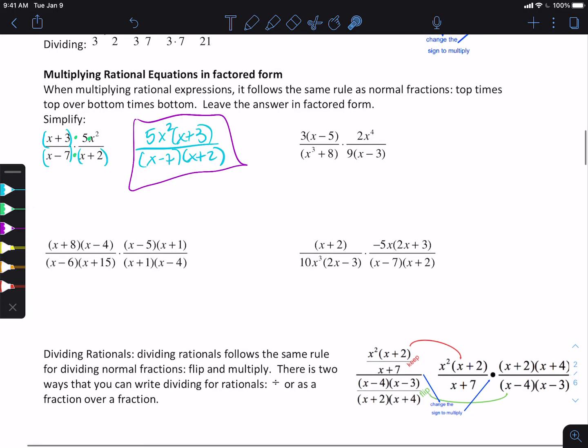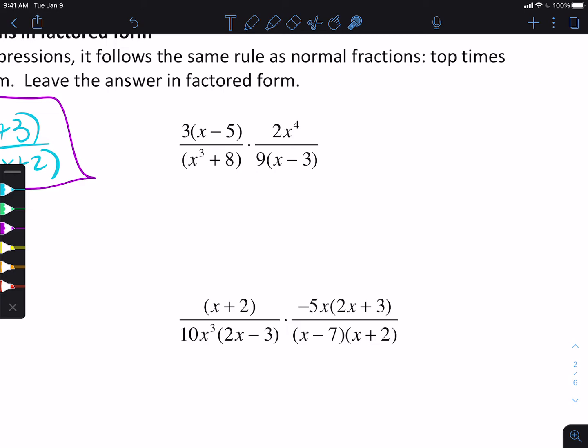If we look at this next one, we've got 3 times x minus 5 over x cubed plus 8, times 2x to the fourth over 9 times x minus 3. So on the top, we have no factoring we can do here. This bottom one is a sum of cubes. So hopefully you remember your sum of cubes. If not, you can look it up.